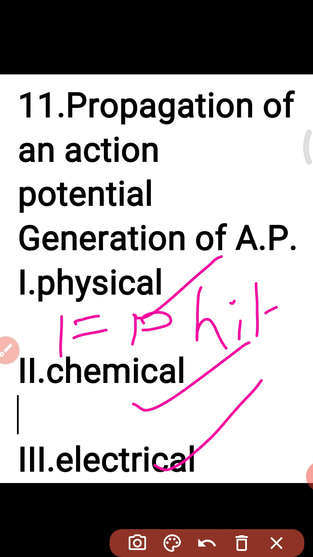The third one is electrical. If you are applying some electrical excitation, such as electrical shocks to the human body in a hospital, these are the ways of generating action potentials.